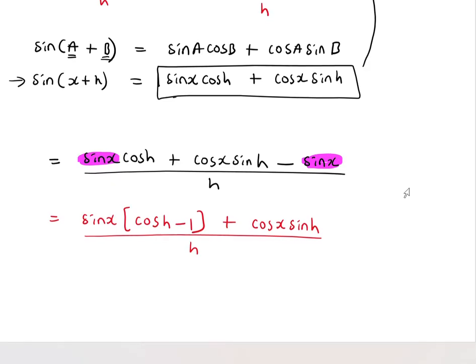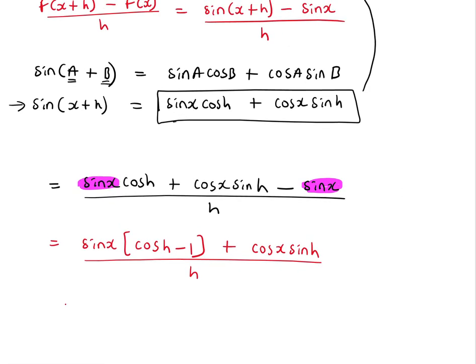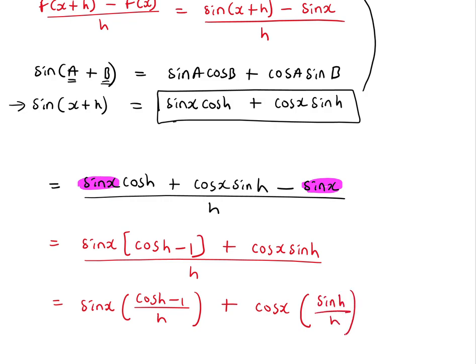Now what you see here is that I can split this fraction into sine x multiplied by cos h minus 1 divided by h plus cos x multiplied by sine of h divided by h. And we get what we are supposed to prove.